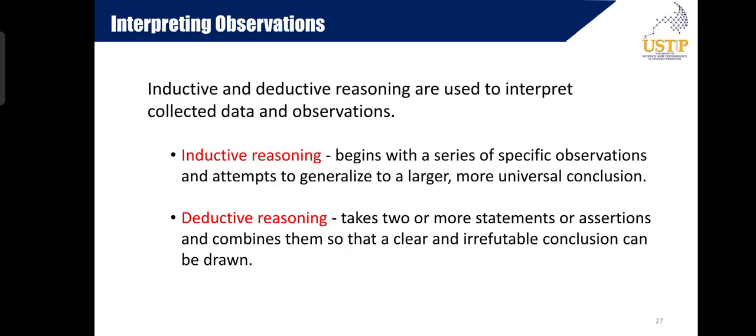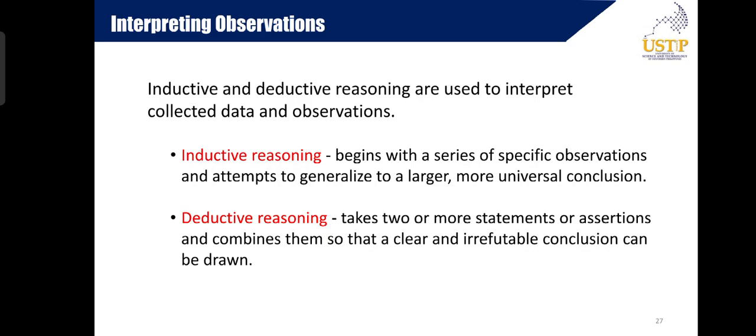So, inductive and deductive reasoning are used to interpret collected data and observations. Now, we have two types of reasoning: inductive and deductive. Of course, when you've got your data from an experiment, you have to interpret them. How? By inductive and deductive reasoning. Inductive reasoning begins with a series of specific observations and attempts to generalize to a larger or more universal conclusion. When you say inductive, there are these specific observations, but it can explain a general knowledge or a larger or more universal conclusion. It is only a small observation, but it is applicable to a large scale of observation or conclusion.